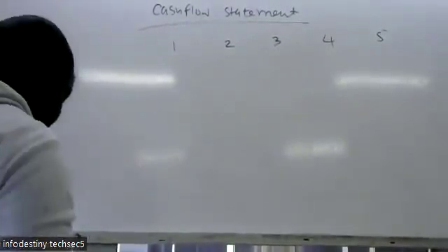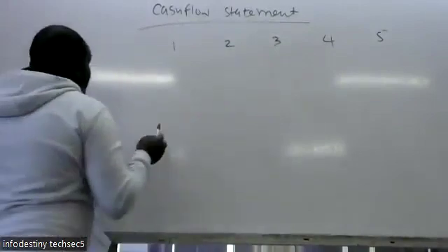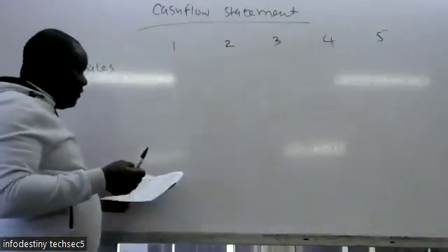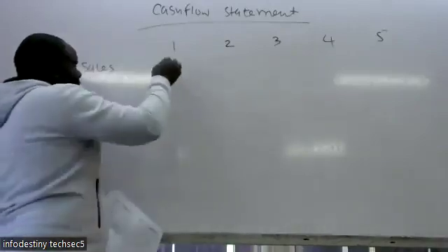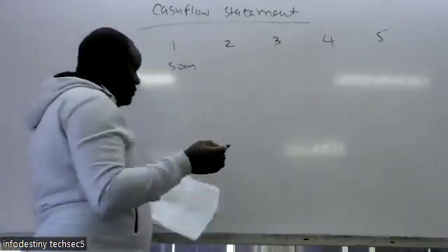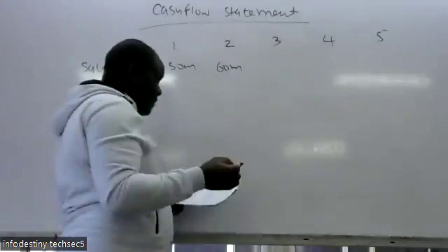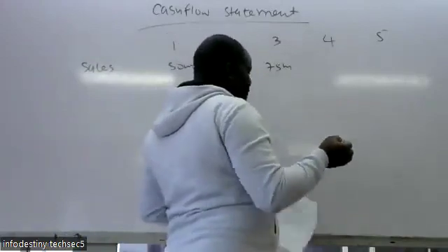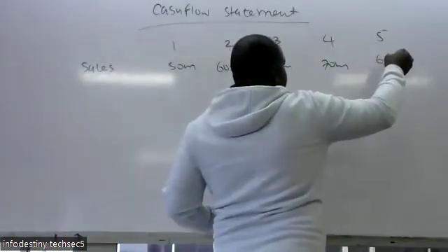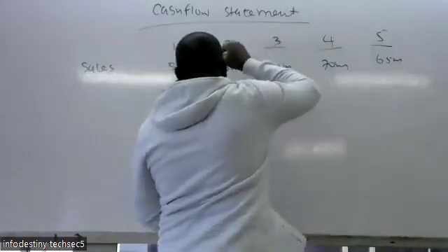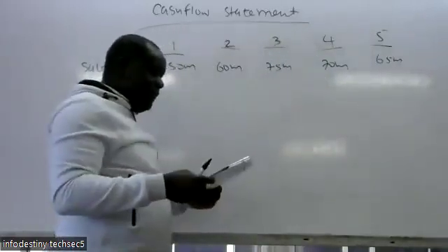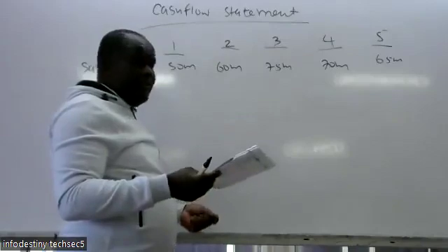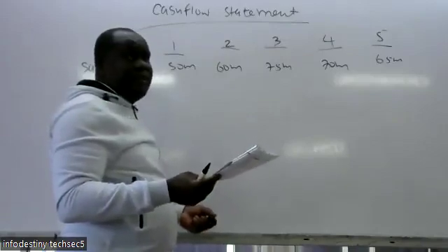So the question had given you the net sales. Year 1, you are given 50 millions. Year 2, 60 millions. Year 3, 75 millions. Year 4, 70 millions. Then 65 millions. So that question had given you the gross profit margin. Are you able to see note number 6? Note 6, they gave you the gross profit margin of what percent?